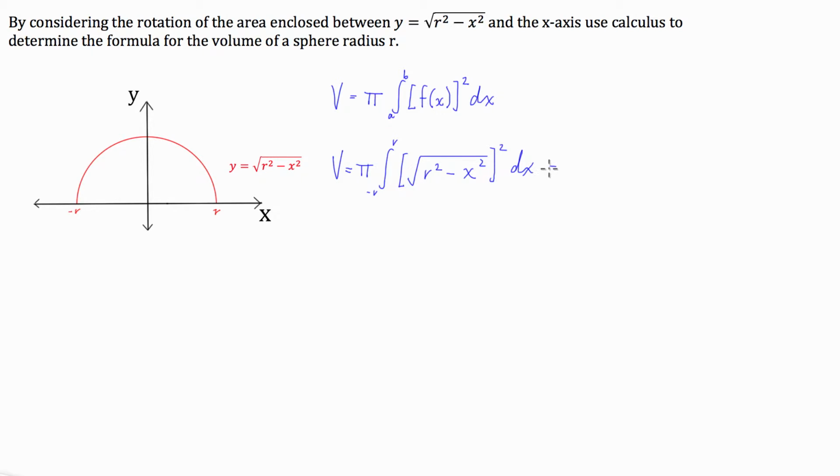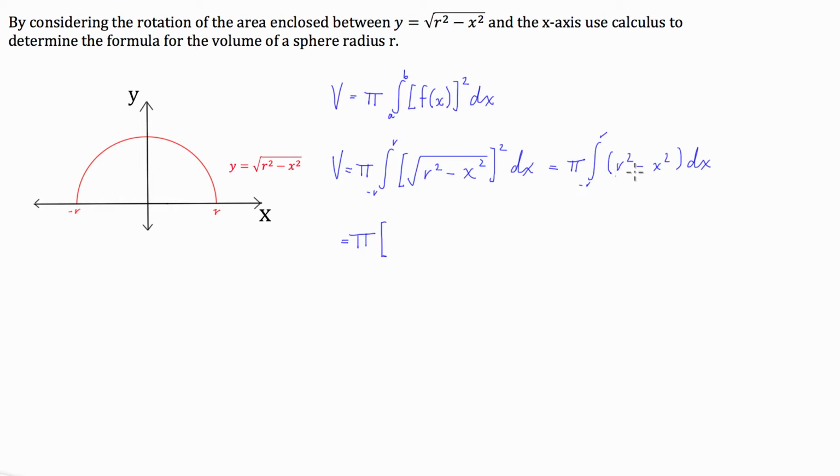Okay, it's probably simple to see that the squared is now going to cancel out the square root part of the function. So this is now just equal to pi times the definite integral from negative r to r of r squared minus x squared dx. Now, the next thing we have to do is actually take the integral of this, or anti-differentiate it. The pi is just going to sit out the front.